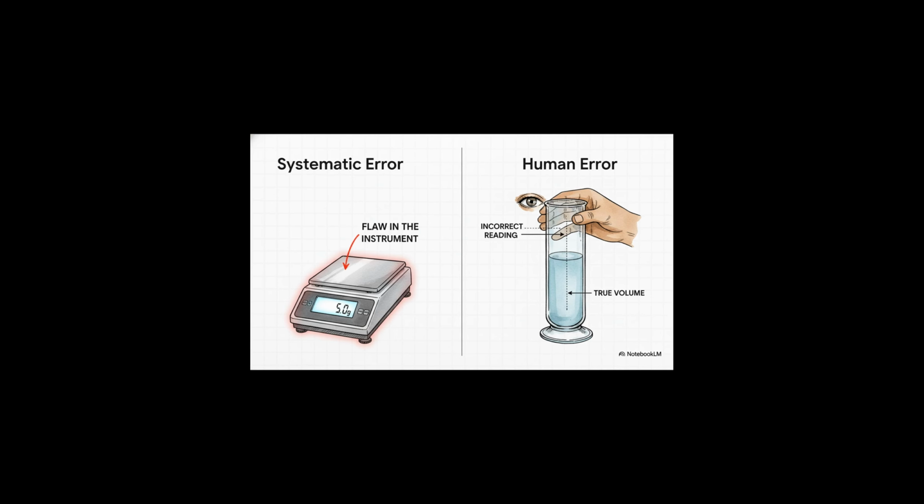So what makes us miss the mark? Well, it usually boils down to two main culprits. First, there's systematic error. That's a problem with the tool itself, like a scale that wasn't zeroed out. It's going to make all your measurements consistently off. Then there's human error, which is a mistake in how you use the tool, like reading a graduated cylinder from an angle instead of at eye level. Knowing these two helps you and your students figure out what went wrong in an experiment.